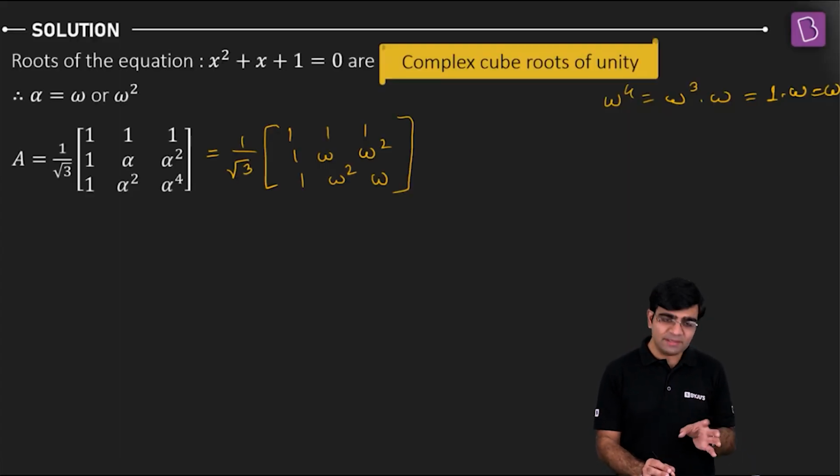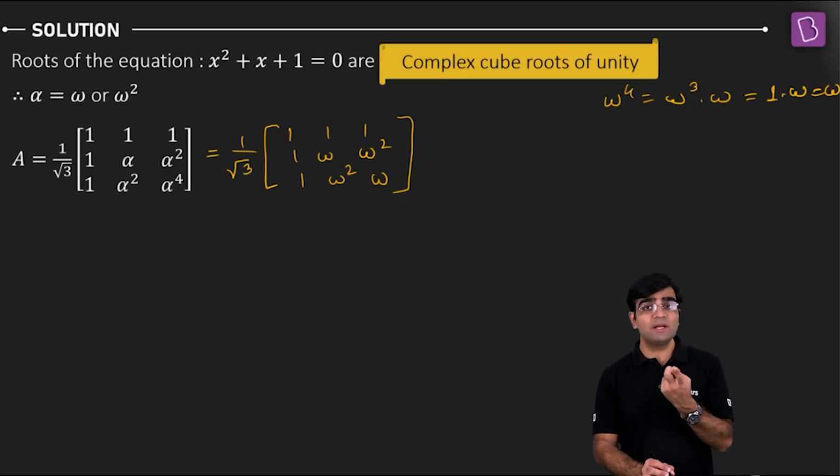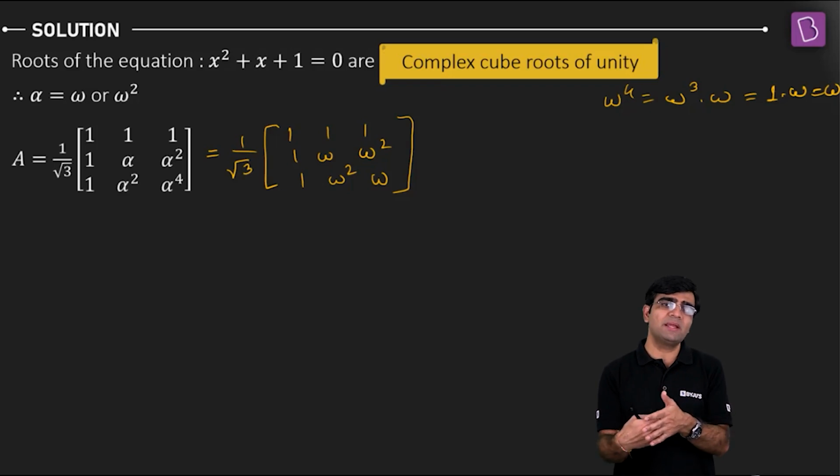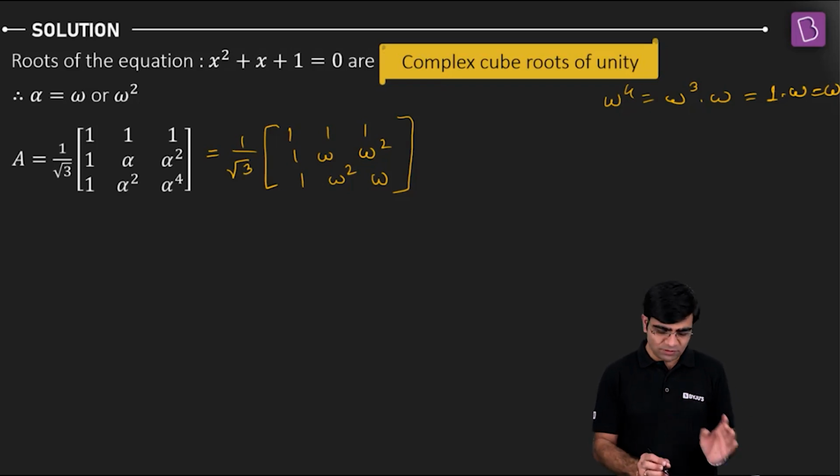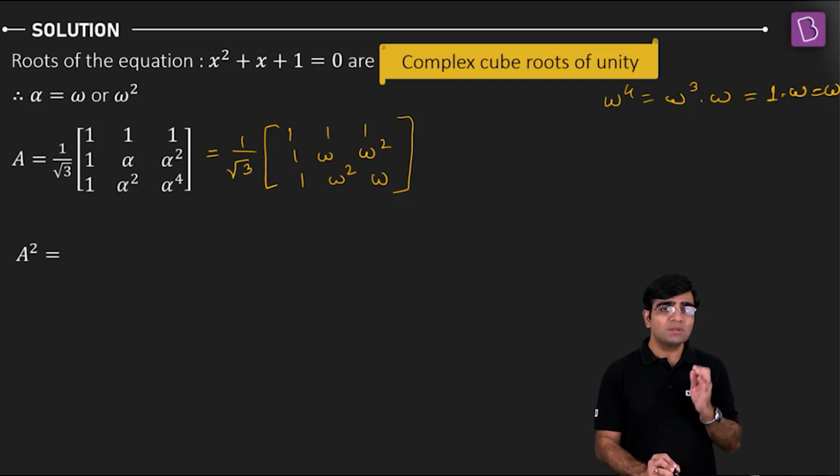Let's quickly move on. As I said, we were discussing this. We got the value for A. Now I have to reach A to the power 31. So first I have to sort out how A square, A cube, etc. are behaving. So let's first begin with A square. What would A square be?